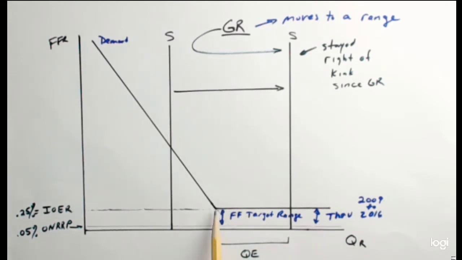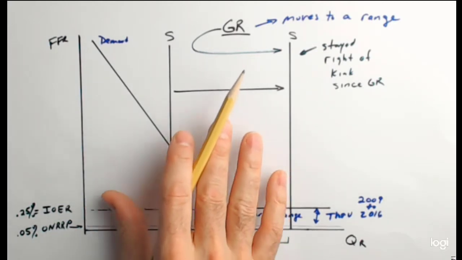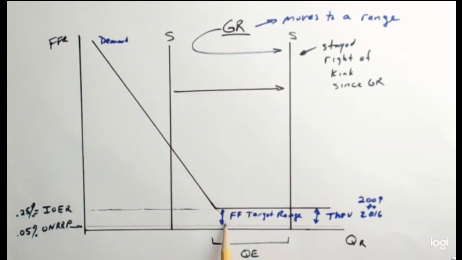The reason this kinks at 0.25% is because there's no bank that's going to want to lend money in the reserve market, in the Fed funds market, at a rate below 0.25 for two reasons. One, it can just leave the money at the Fed or on its balance sheet and earn 0.25. Why would it ever want to earn anything less?